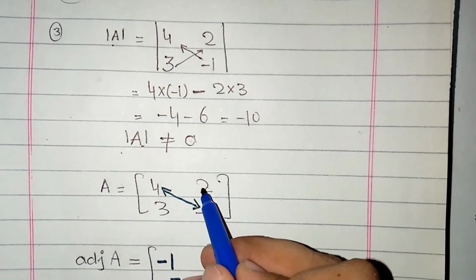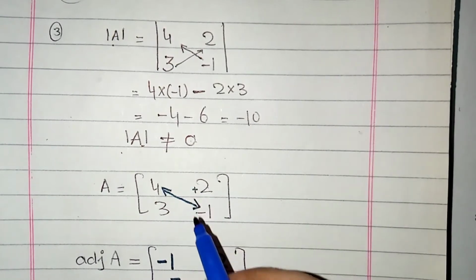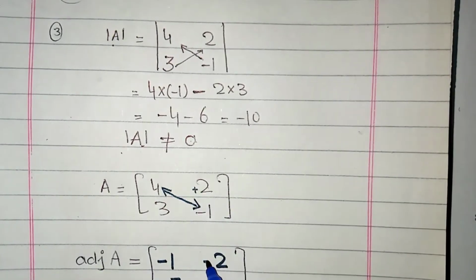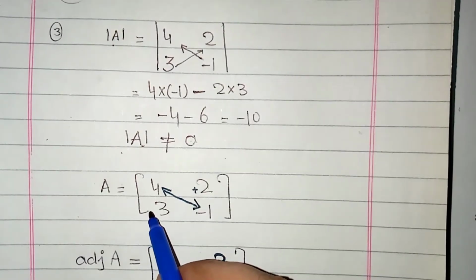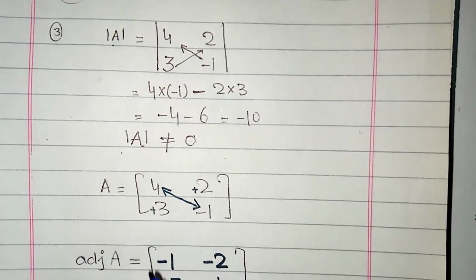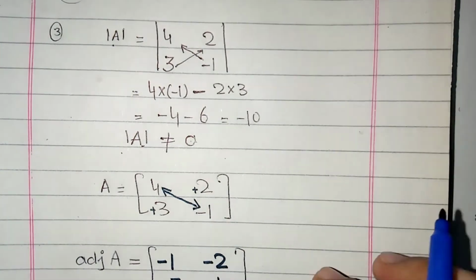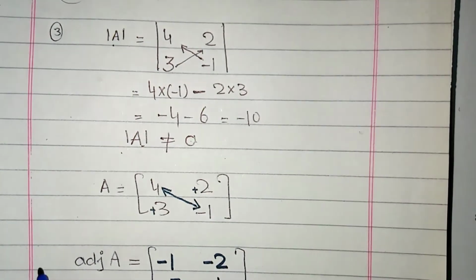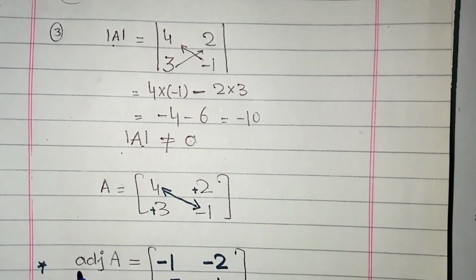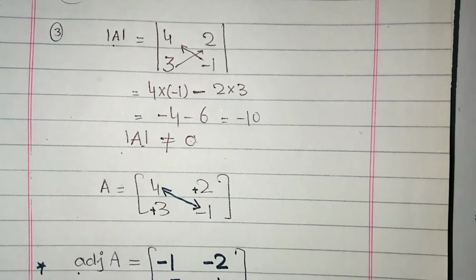Meaning if this 2 contains a positive sign, this positive turns into negative. This 3 also has a positive sign, so this positive sign is also changed into negative. So this is what we have done in the adjoint of A.